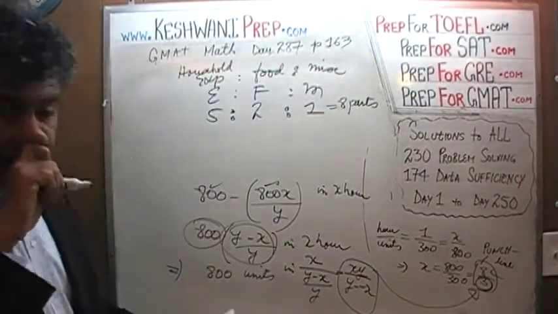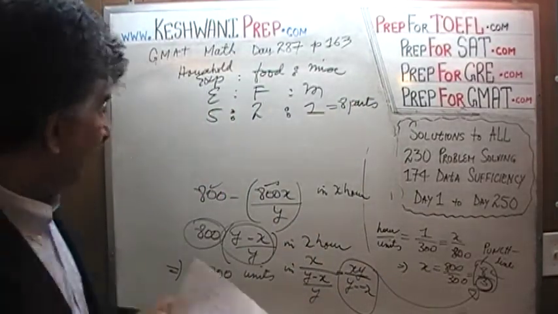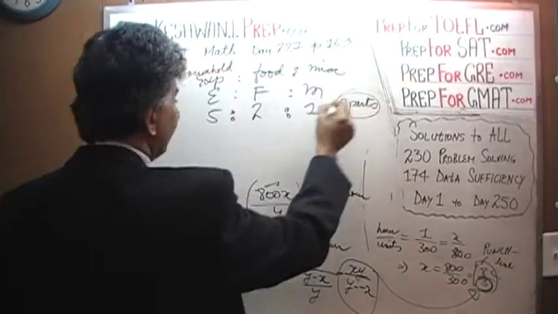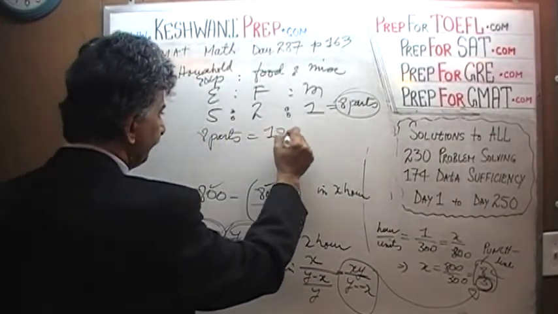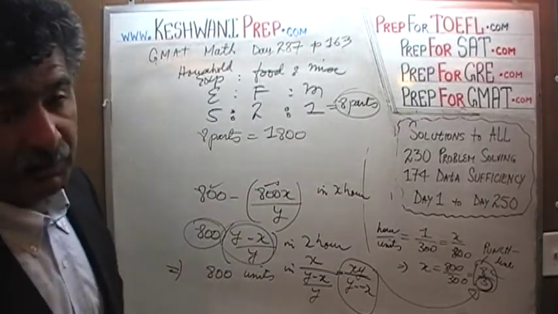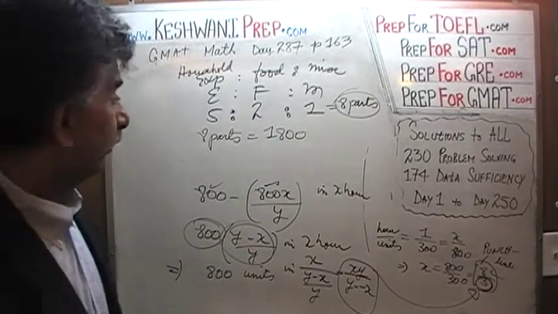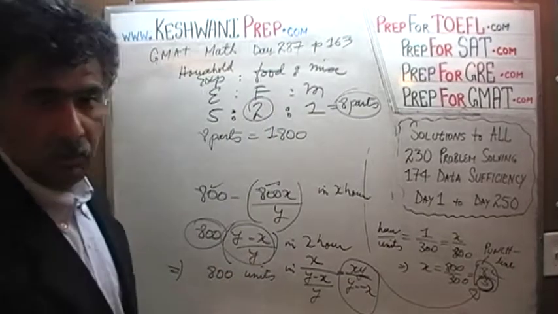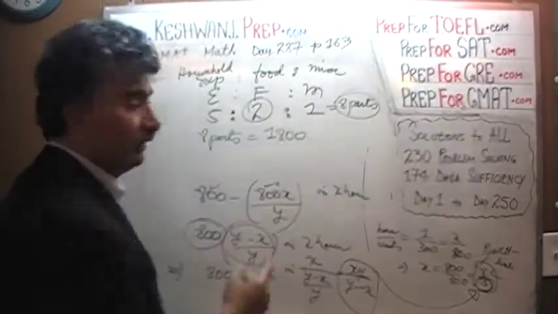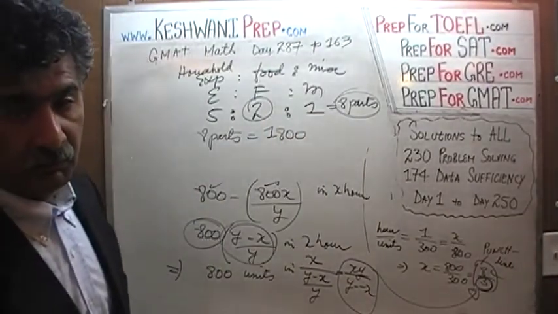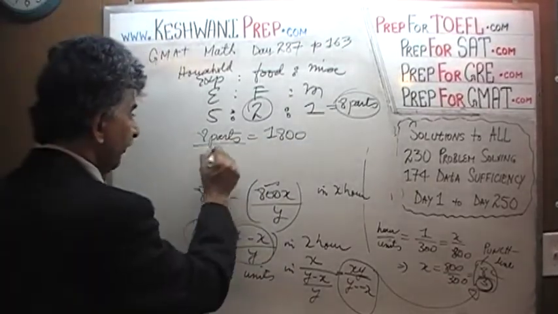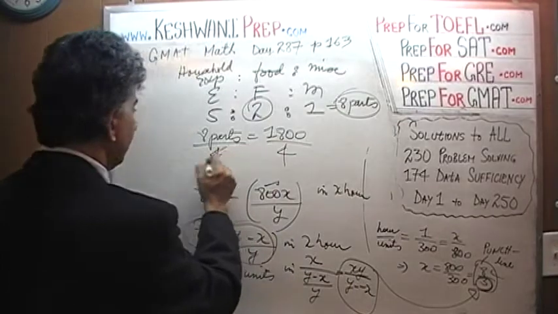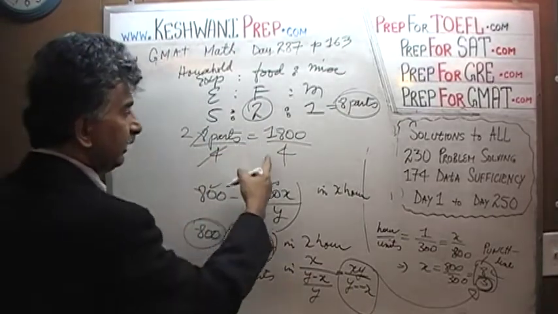And we are told that the total amount that we are spending is 1800. So these 8 parts have to equal 1800. The question is, how much money do we spend on food? Well, food is 2 parts out of 8 parts, that's 1/4. So the amount of money that we're going to spend on food is 1/4 of that amount. So if we divide this by 4 and we divide this by 4, we'll end up with 2 parts. 1800 divided by 4 is how much?